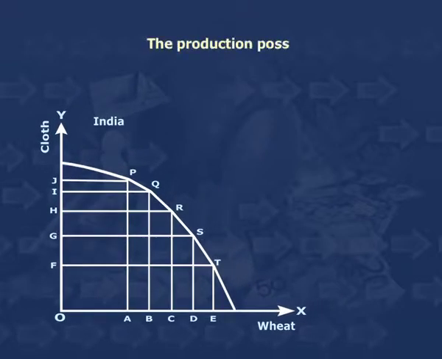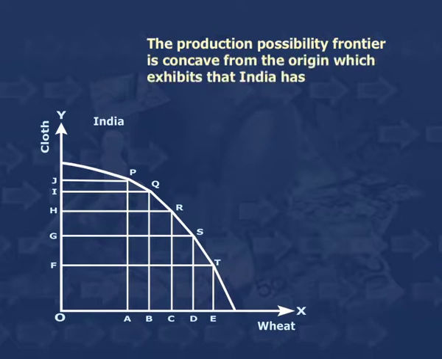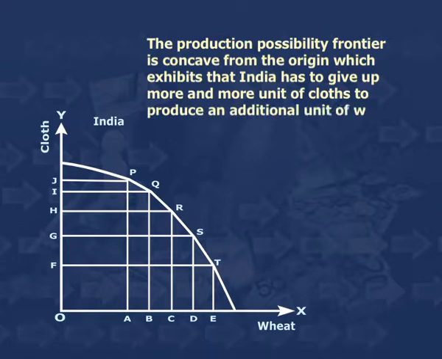The production possibility frontier is concave to the origin, which shows that India has to give up more and more units of cloth to produce an additional unit of wheat. Marginal rate of transformation is increasing in case of increasing opportunity costs. As we move from point P to T, the marginal rate of transformation increases.